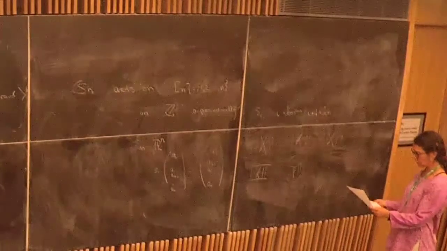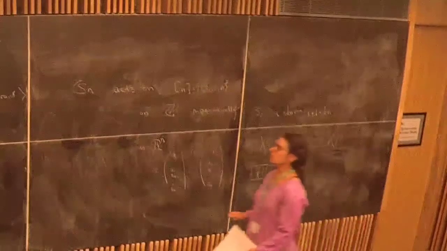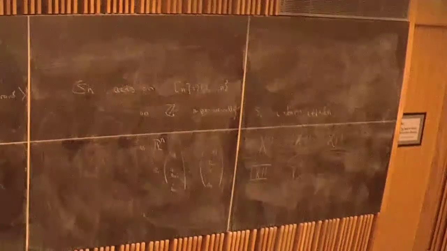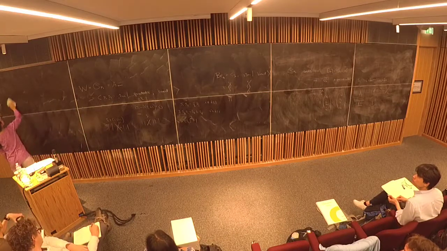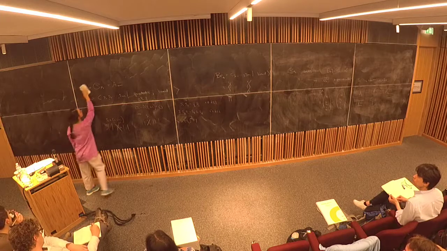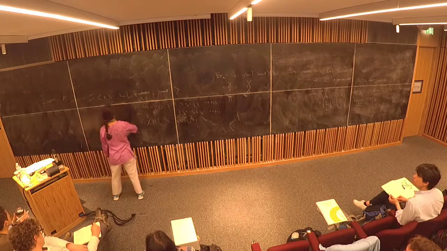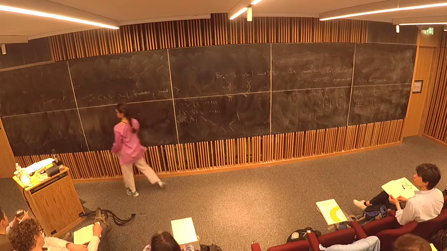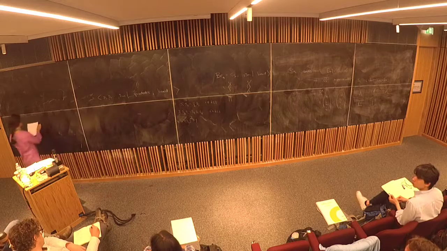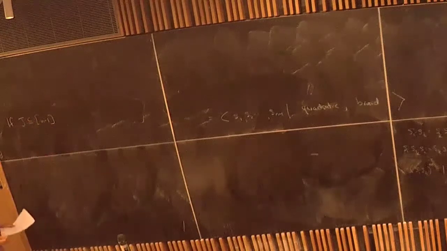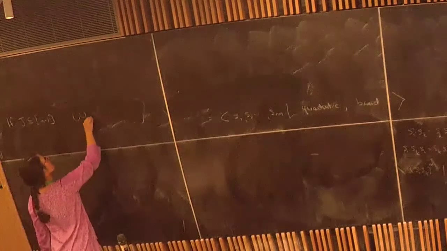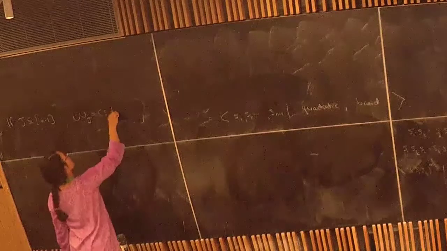All right, another thing that we might want to do with Sn is look at so-called parabolic subalgebras of it. So if J is some subset of my indices, I could write WJ for the subgroup generated by just those transpositions.